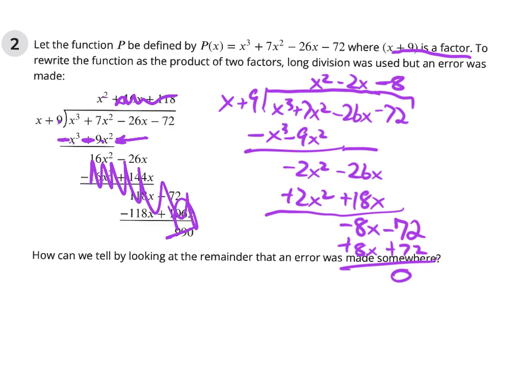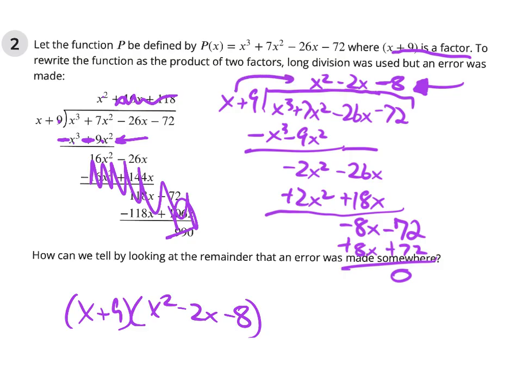We got 0. Okay. Now, it does not ask us to write this as linear factors. So we just write x plus 9 times x squared minus 2x minus 8. The thing on top of the house, your quotient, is your other factor. This times this becomes the polynomial under the house.